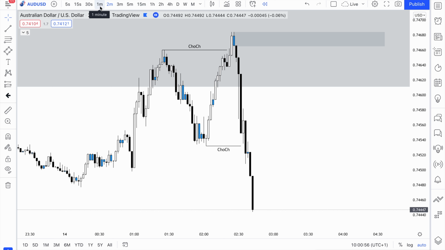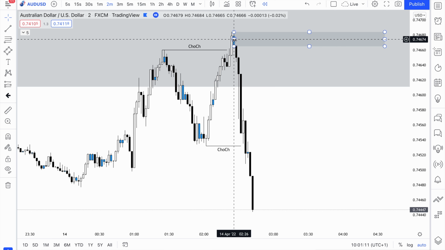Okay, now when you have something like this and you're a bit unsure of which time frame to use, I use the 1 minute to the 5 minute. So I use 1 minute, 2 minute, 3 minute, and then the 5 minute, and I'll just cycle through them to see which one looks the cleanest. Now when we're on the 2 minute here, we've now got an inside bar, which makes this POI for us a little bit more favorable.